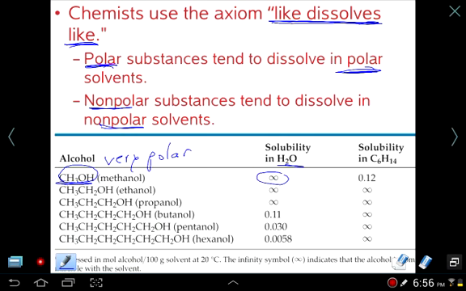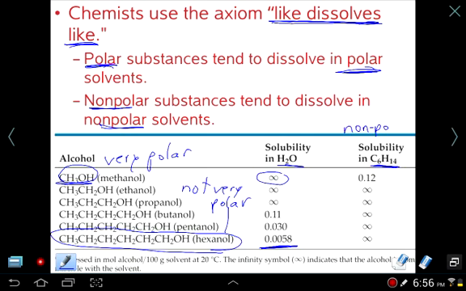Now, on the contrary, hexanol here is pretty nonpolar. You could say not very polar. So its solubility in water is quite low. And its solubility in hexane, which is completely nonpolar, is therefore infinite. And what you see here essentially, the more polar the molecule, the more it dissolves in water. The less polar it is, the more it dissolves in this nonpolar hexane. This guy here is hexane, famously contrasted with that of water because it's so nonpolar.